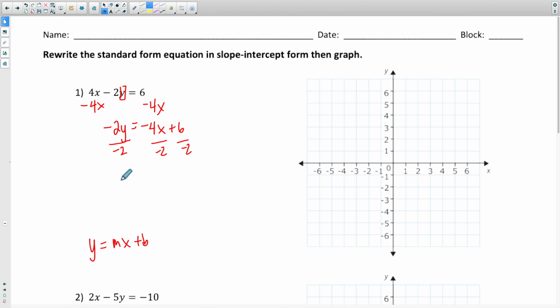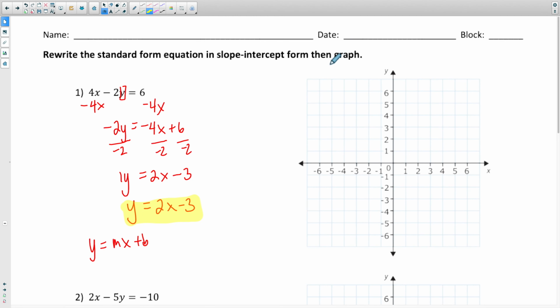So when I divide this, I get 1y, and this becomes 2x. Negative divided by negative is positive. And this one becomes a minus 3, because positive divided by negative is a negative. And once again, I don't really need that 1. I wouldn't count off if you had it. That'd be okay. But this really is in slope-intercept form.